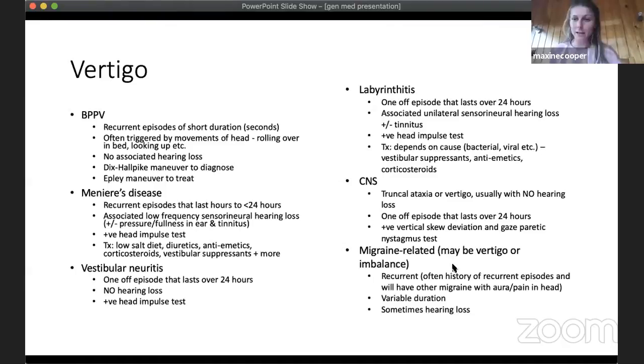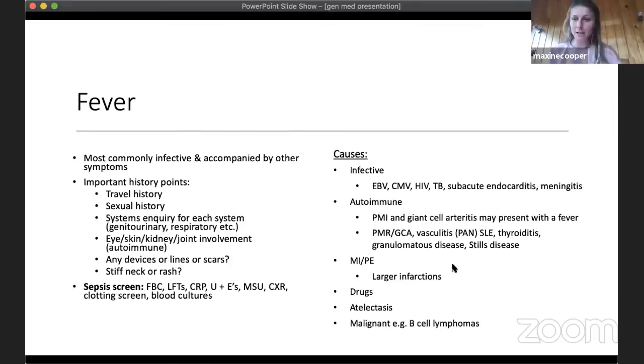Okay, so going on to a fever now. Obviously most commonly they're caused by infective causes, and so therefore you're often going to have some other symptoms that give you a clue to what system might be infected or where there might be a problem.